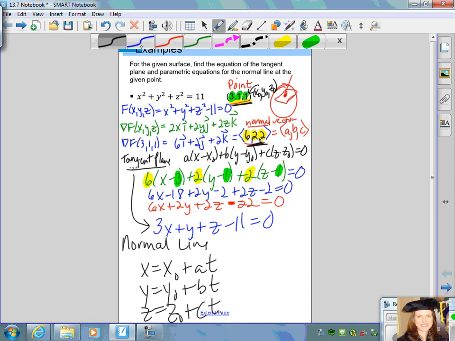Now we can plug in what we know, so we can find x is equal to our starting x, 3 plus our 6t, y is equal to 1 plus 2t, and z is equal to 1 plus 2t. Again, I use the points and the normal vector components to come up with the parametric equations for the line, the normal line.